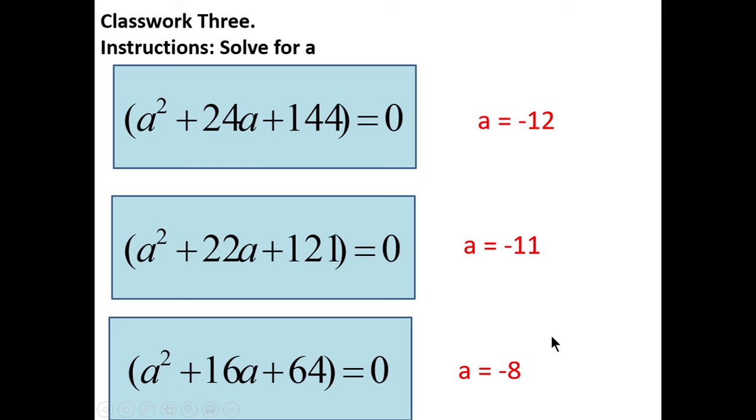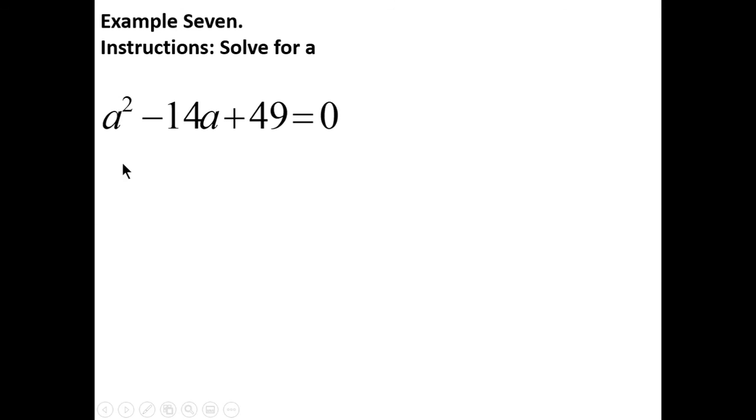Okay, so let's look at another example. Here we go again. Here's our quadratic equation. It's set equal to 0, and we're going to solve for A. We're going to find out what value of A would make this quadratic equation equal to 0.